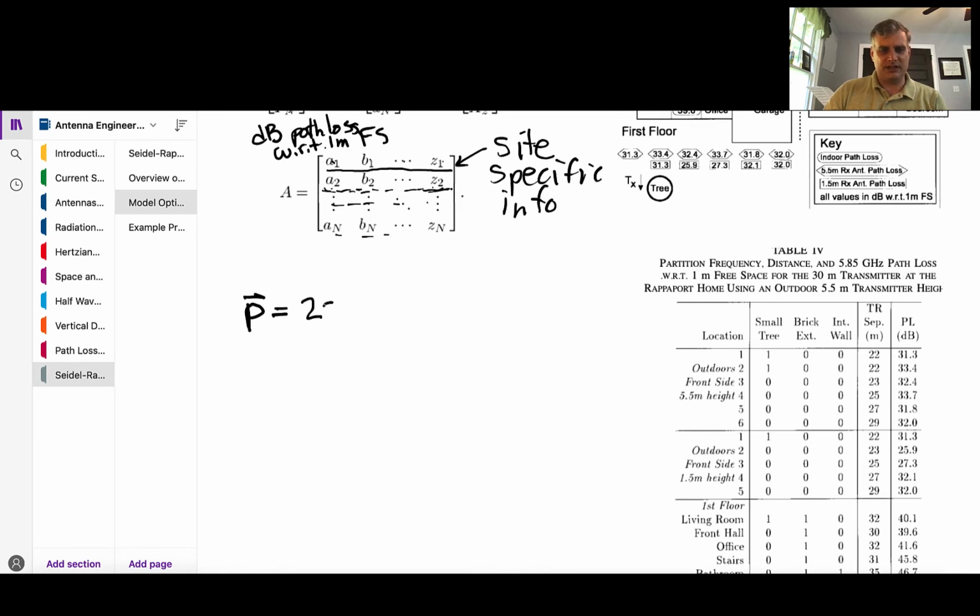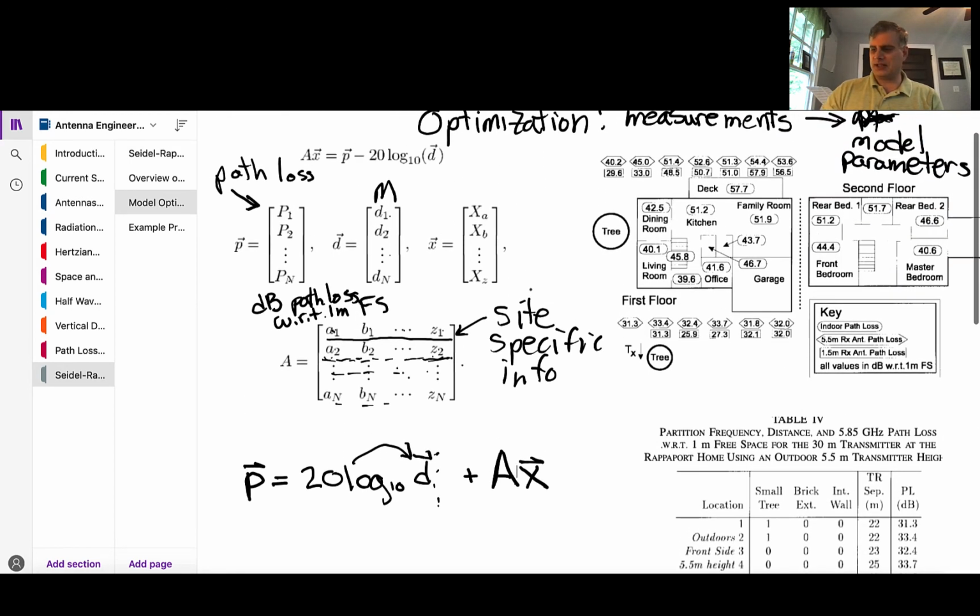P, path loss, is equal to 10 log base 10. This paper is using distance. And keep in mind this is a distance vector that has all the points. And this log here is operating not unlike MATLAB code, element by element on D. It's not doing a fancy transcendental matrix operation. It's just operating on the elements of D. And then I can write simply all those extra loss contributions as A times the vector X. X are my dB per partition values.